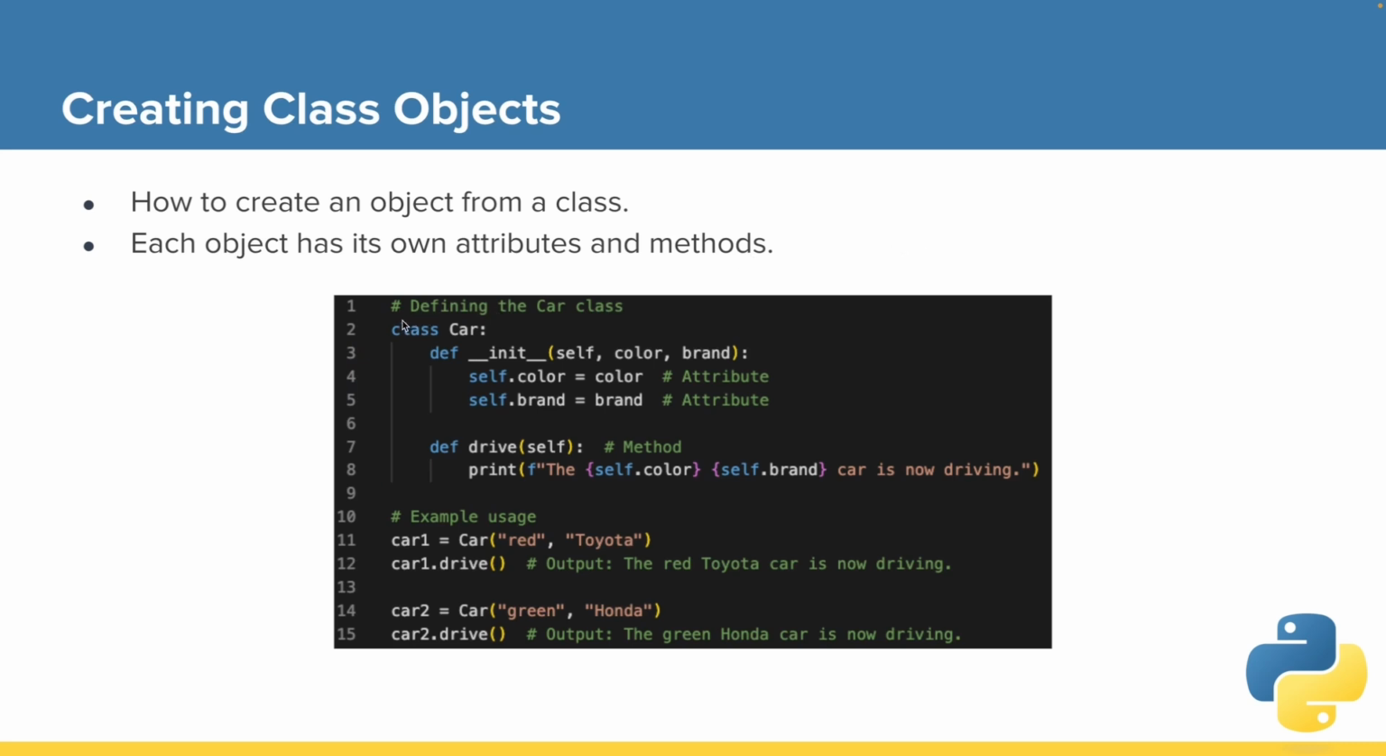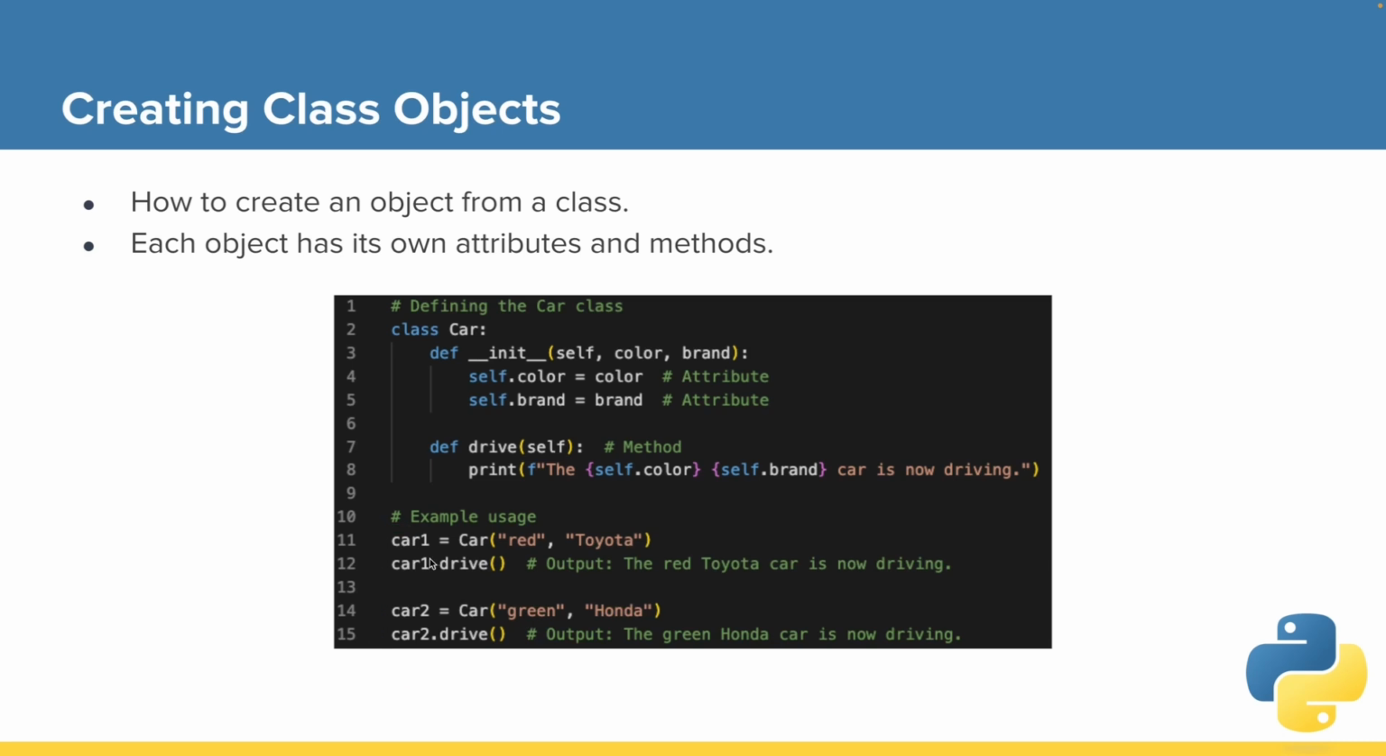Or if we think about a car, that could be a class. What can a car do? Well, it can drive. What are some attributes of a car? Maybe the color, maybe the brand. So we have our car class. Well, how do we use it? Let's create some cars. That's what we've done down here.